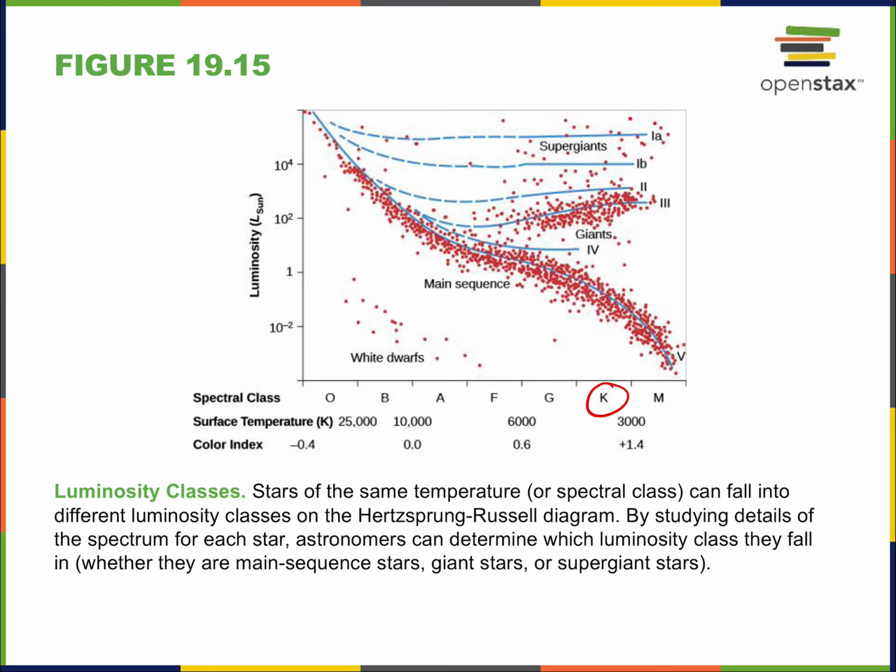So 1A are the brightest supergiants. 1B are the less luminous supergiants. So 1A and B are both supergiants.